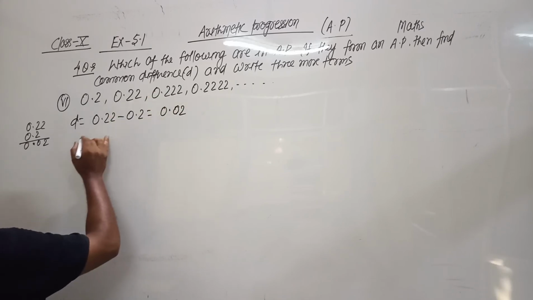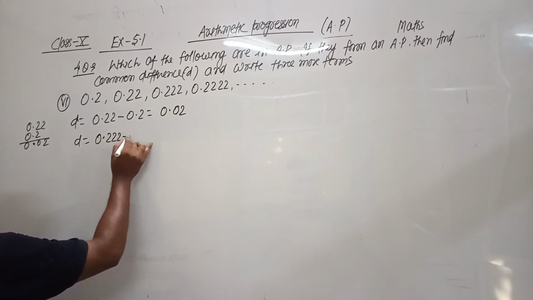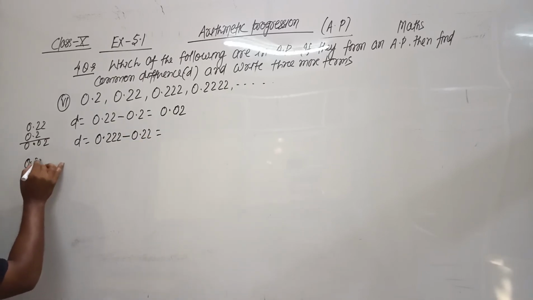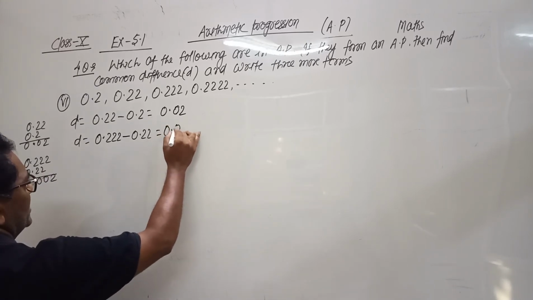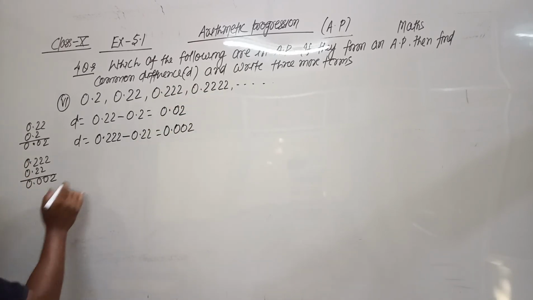Subtract this from this. So 0.222 minus 0.22 gives 0.002. Then subtract this from this.